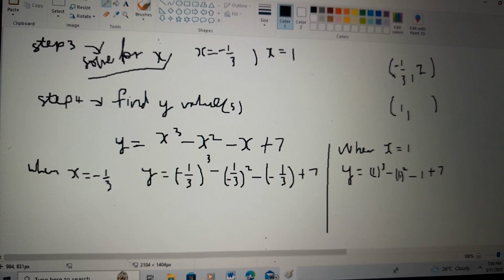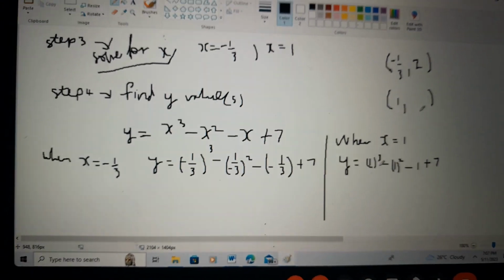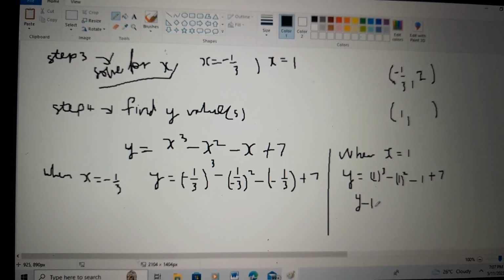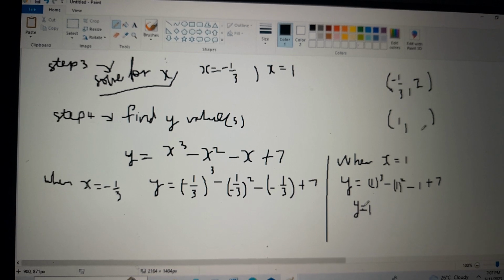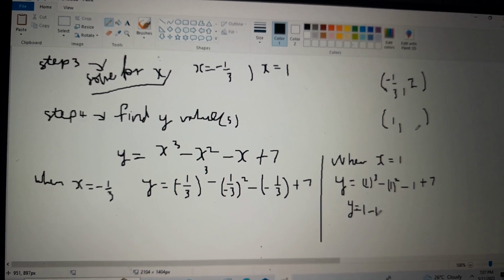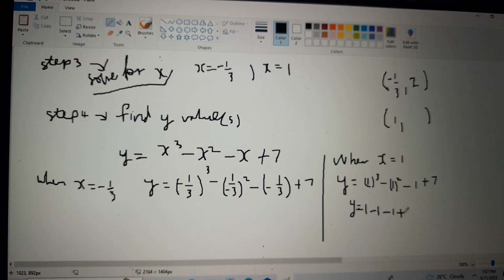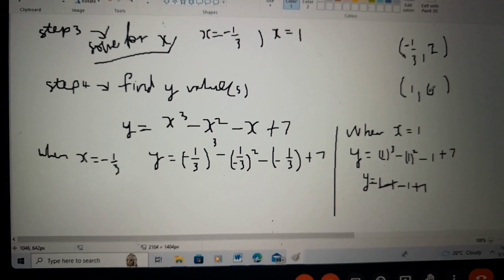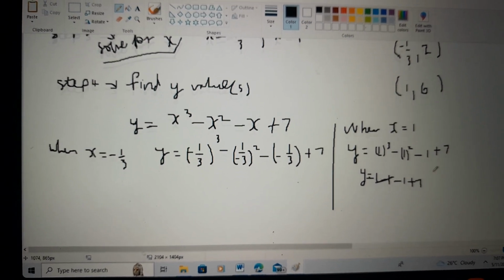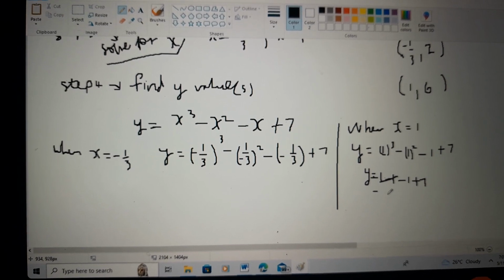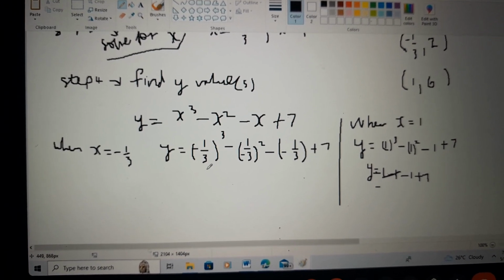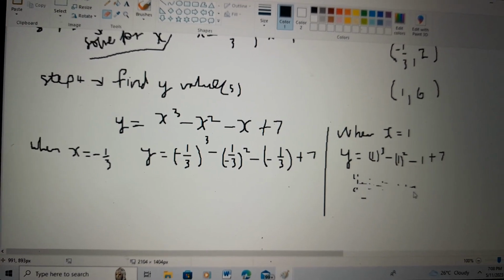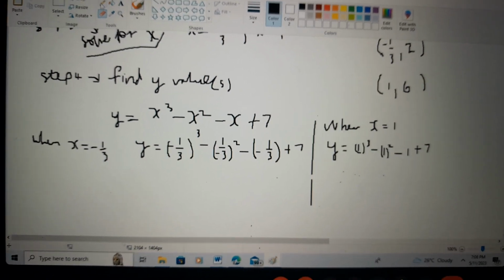So let's see this one. We can work this out quickly. 1 minus 1 plus 7, right? So this plus 1, so it will be 6. Thanks very much, miss. Yeah, so this one will be 6. Does anyone else have anything else? I did something wrong.